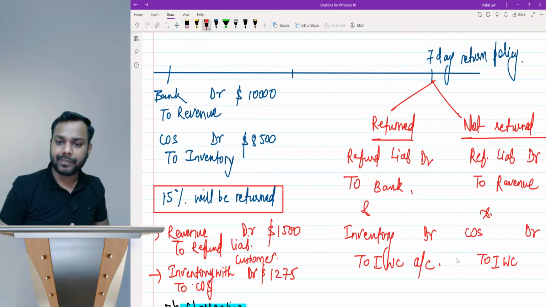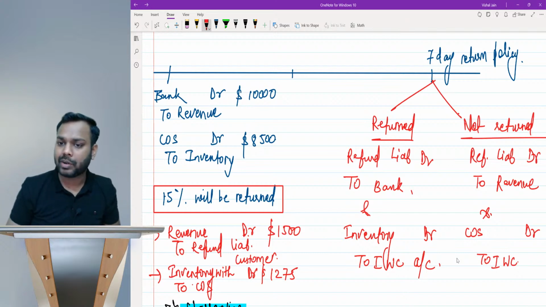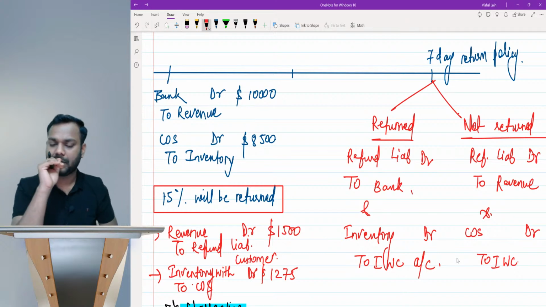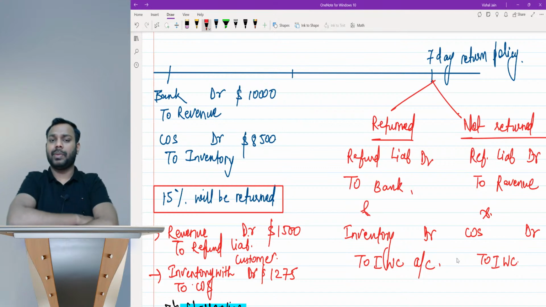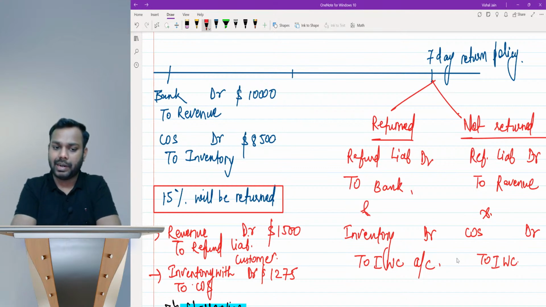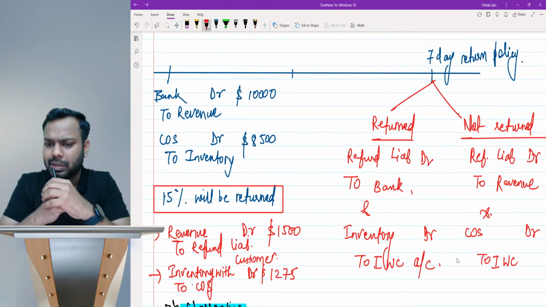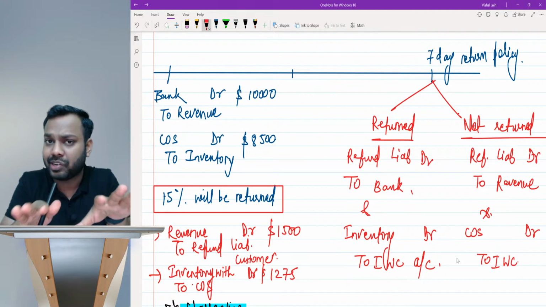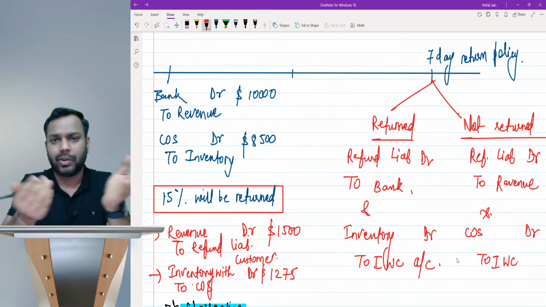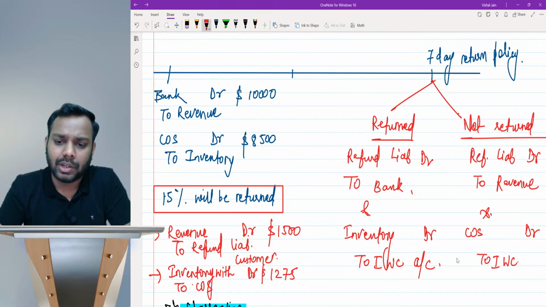Is that clear to all? Tell me please, confirm. Though this topic is not tested in this much detail in the exam so far, okay? But you never know, anything can happen, right? This is a very important topic, so I want you guys to be very confident on this one, right? Is that clear now?